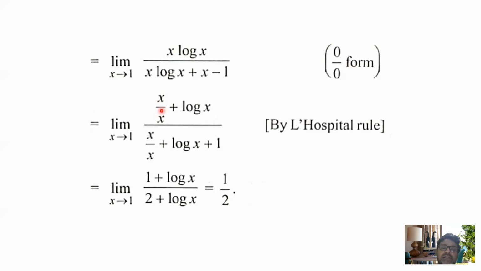Clear? So x as it is, log x derivative is 1 by x plus x derivative is 1, log x is here. Similarly from here, there is x by x plus log x, and x derivative is 1. Again you put x equals 1, again 1 by 1, that is 1 plus log 1. Log 1 means 0. So from here 1 plus log 1 means 0 plus 1. Okay, so from here it is clear 1 by 2, after simplification. So 1 by 2 is the limiting value for this expression.